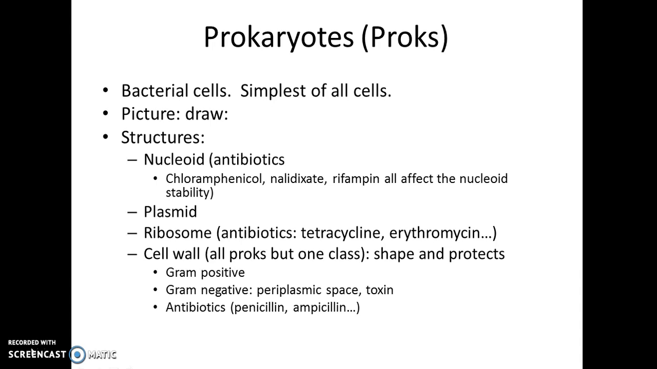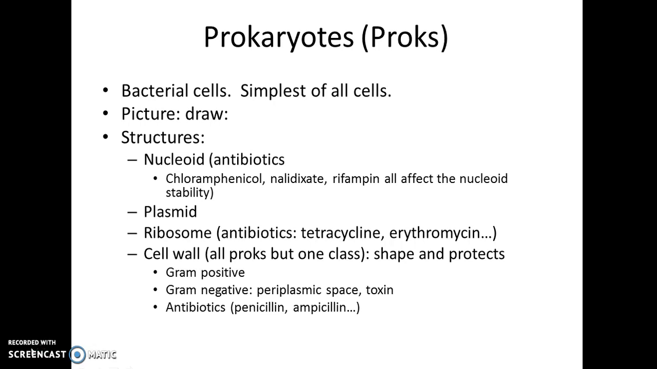A plasmid is an extra small loop of DNA. Please don't confuse this with plastid, that's an organelle, but it is a plasmid. It's like a nucleoid, but smaller. It might contain genes, might not contain genes, not necessary for the life of the prokaryote where the nucleoid is.